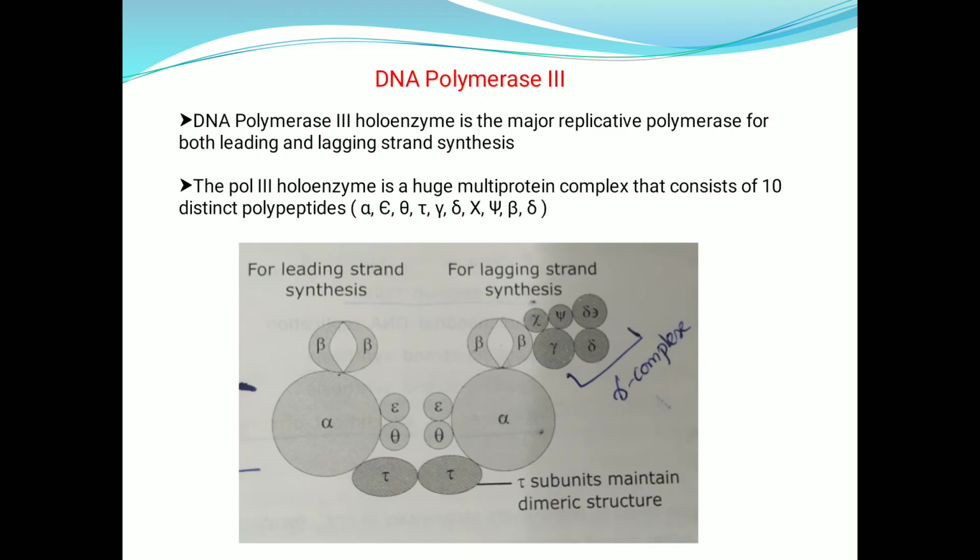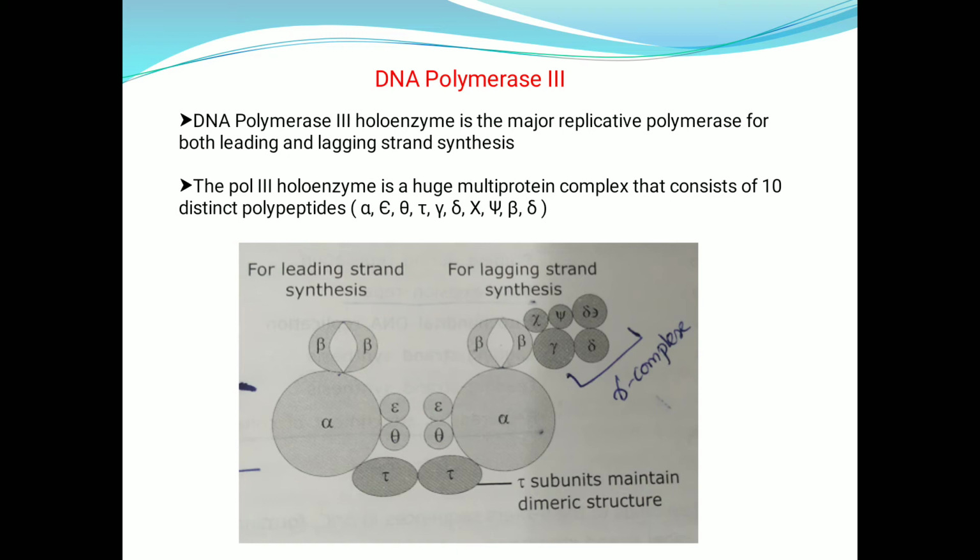This DNA polymerase 3 holoenzyme, which is a complete enzyme, is the major replicative polymerase for both leading and lagging strand synthesis. This Pol 3 holoenzyme is a huge multi-protein complex which has 10 distinct polypeptides. Those are alpha, epsilon, theta, tau, gamma, delta, delta prime, chi, psi and beta. All these 10 subunits are together during the replication process.